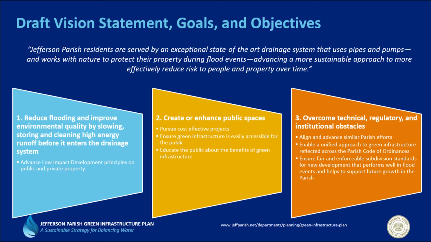The goals. Number 1, reduce flooding and improve environmental quality by slowing, storing, and cleaning high energy runoff before it enters the drainage system. Number 2, create or enhance public spaces. Pursue cost-effective projects. Ensure green infrastructure is easily accessible for the public. Educate the public about the benefits of green infrastructure. And number 3, overcome technical, regulatory, and institutional obstacles.